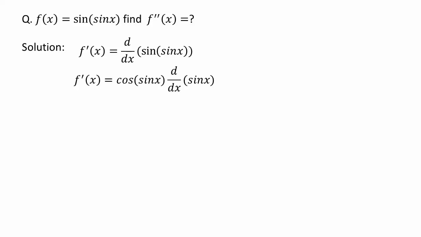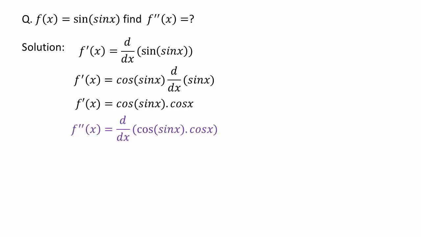So f prime of x is equal to the derivative of sin, which is equal to cos. So we can write the derivative of sin of sin x is equal to cos of sin x, and then take again the derivative of the inner function, which is sin x. So f prime of x is equal to cos of sin x as it is, times the derivative of sin x, which is equal to cos x.